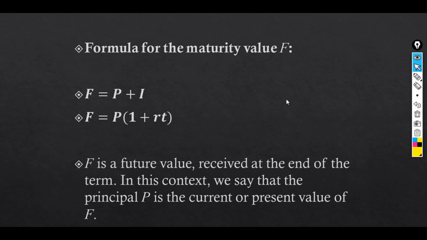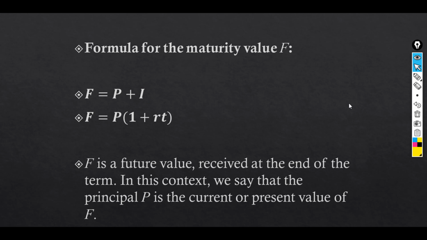The formula for the maturity value: the maturity value is the sum of the principal plus interest, or more directly, F equals P times (1 plus RT). When we expand I, I is equivalent to PRT, then we factor out the common factor P, leaving 1 plus RT. Sir, why F and not M for maturity value? Because F is the future value or the final amount received at the end of the term. In this context, the principal P is the current or present value of F. Future, present, so you don't get confused.